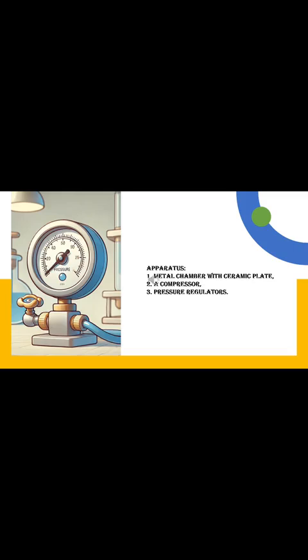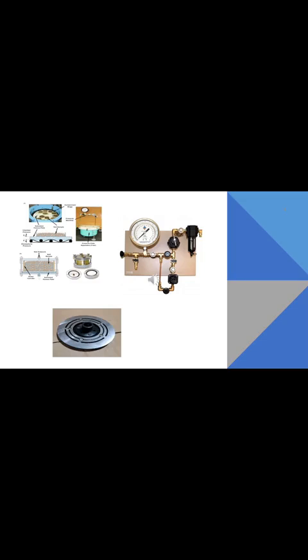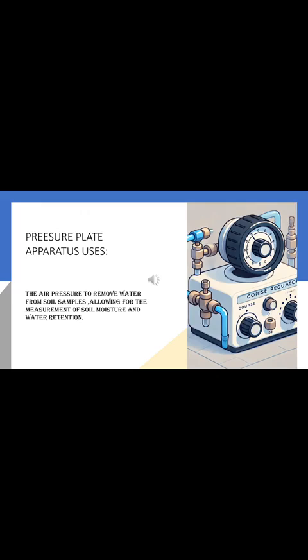Here are a few images of the pressure plate apparatus. Some uses of the pressure plate apparatus are that air pressure is used to remove water from soil samples, allowing for the measurement of soil moisture and water retention.